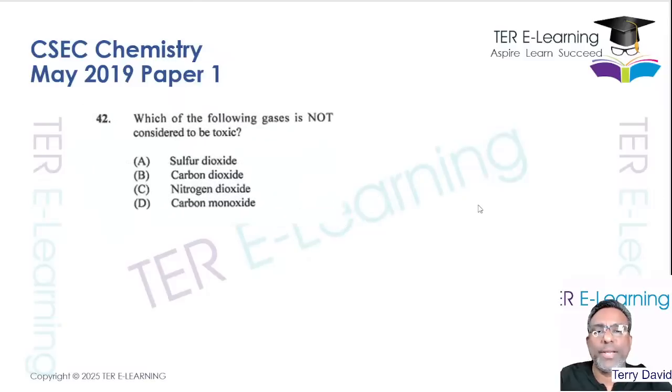Now, what about this one here? Which of the following gases is not considered to be toxic? Now this one is a tricky question. Which one, read this question carefully, yeah? Some people might misinterpret this question here. It said, which one is not considered toxic? So the answer is actually carbon dioxide.